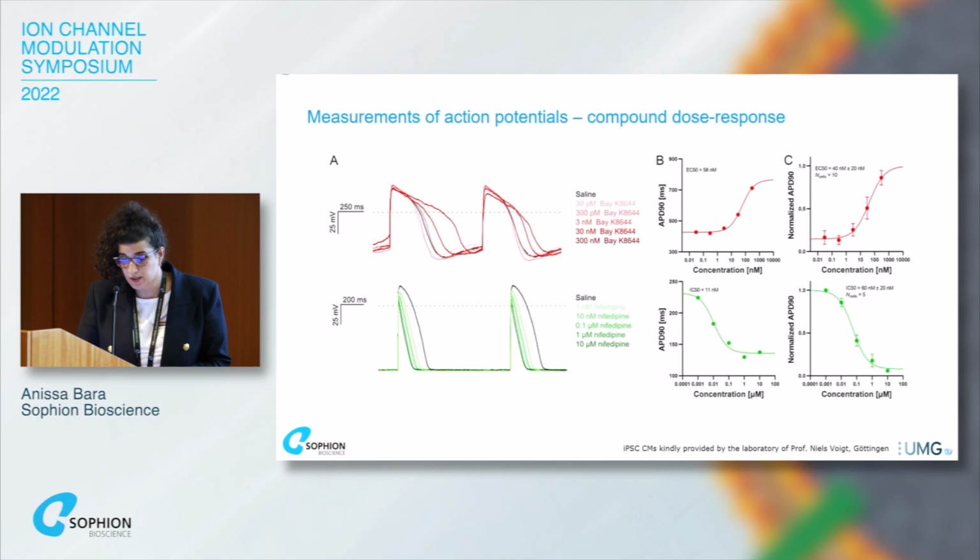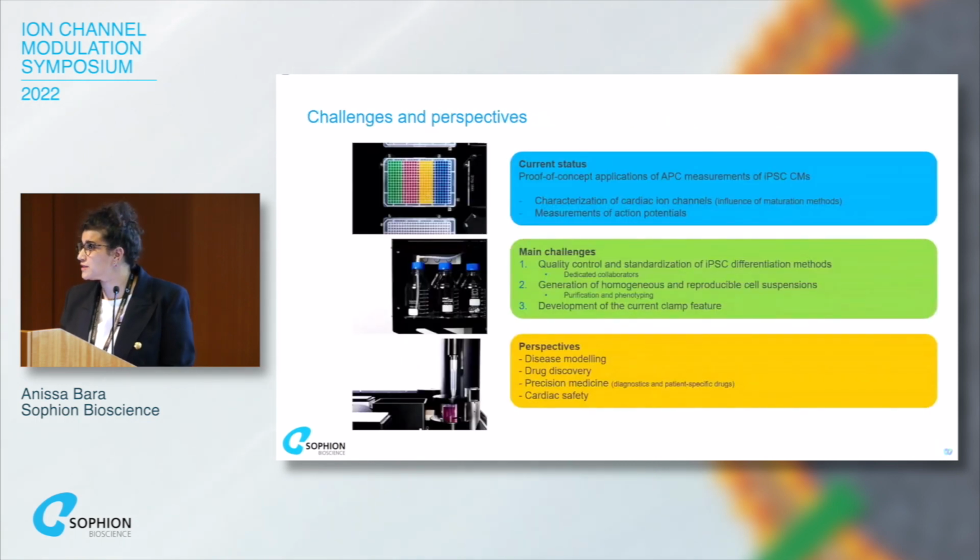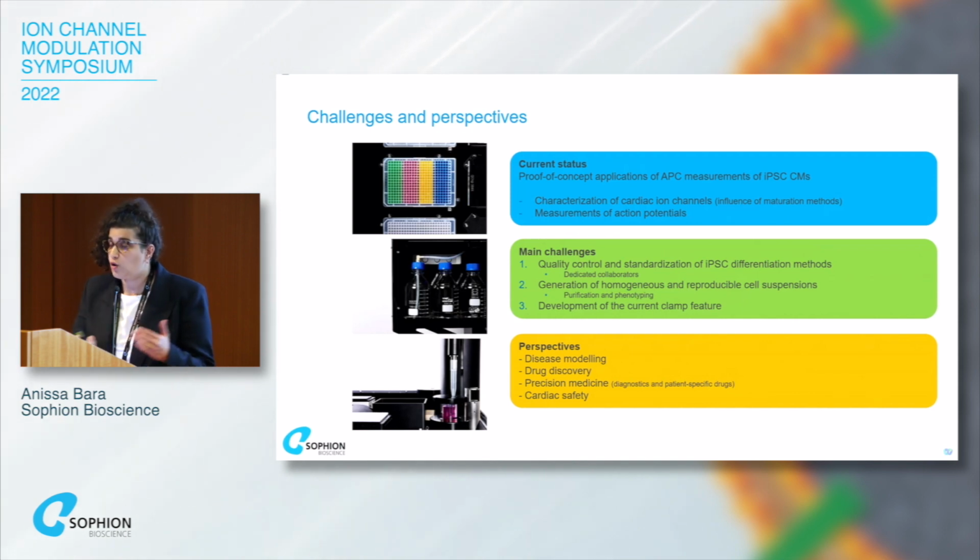So to summarize, I hope I convinced you that with the automated patch clamp system, we can characterize cardiac ion channels in iPSC-derived cardiomyocytes, and we can also measure action potentials. It has its challenges, and we have to optimize the cell harvesting and the cell conditions prior to putting them on an APC system, but this is doable.